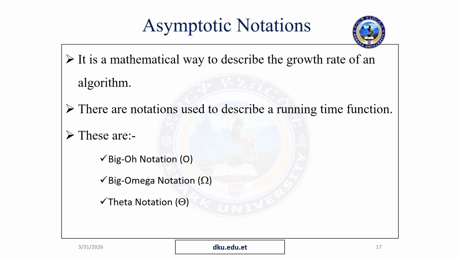There are notations used to describe running time functions. There are different notations. The first one is big O notation, big omega notation, and theta notation. And there are also different notations, but today we will concentrate on those three different notations.